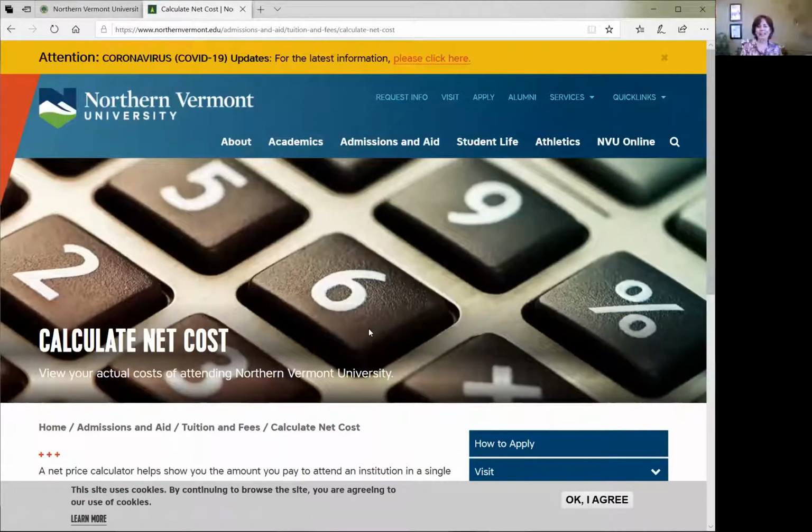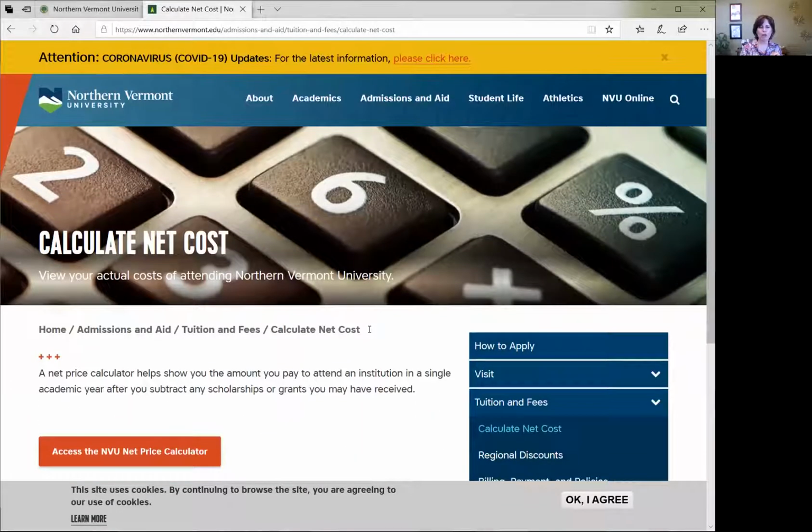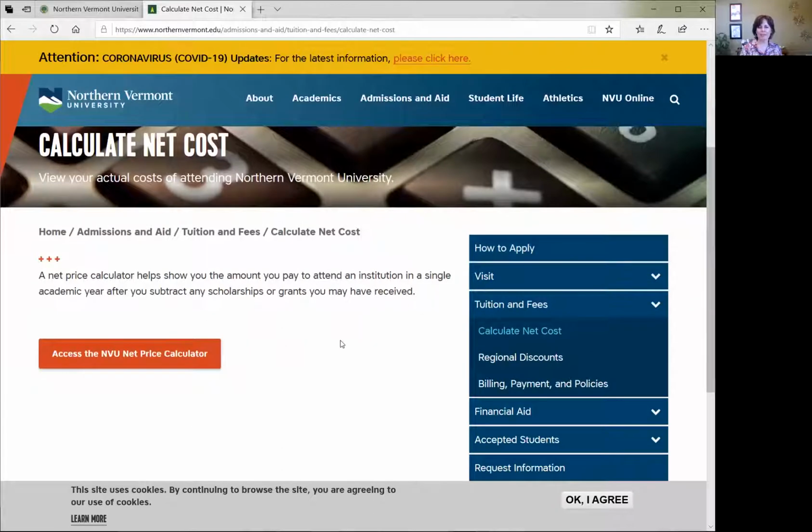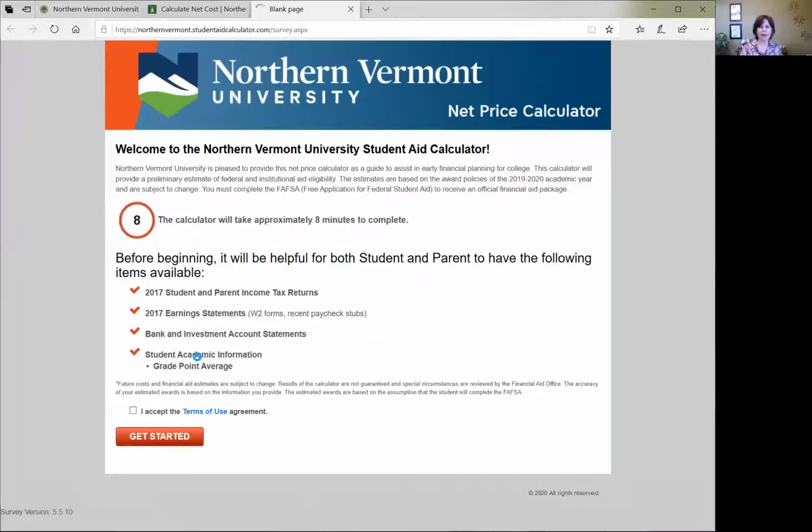Now, technically, a website that talks about the net price calculator should not be asking for that information. They should be able to complete the net price calculator without providing any information at all. So I X'd out of it. I didn't complete the information.